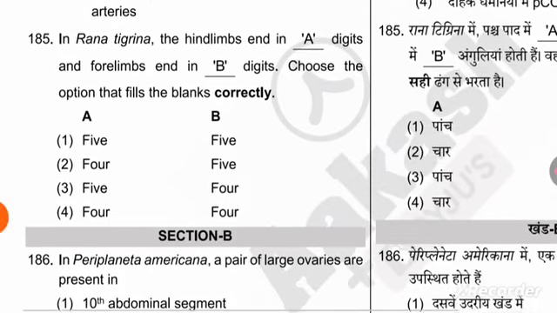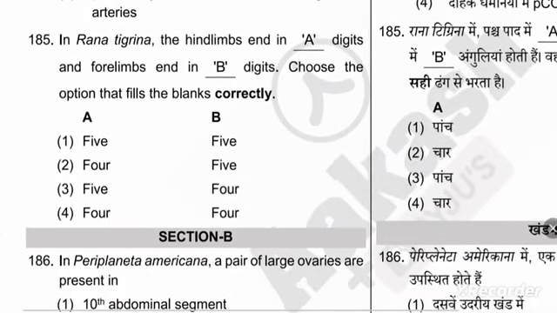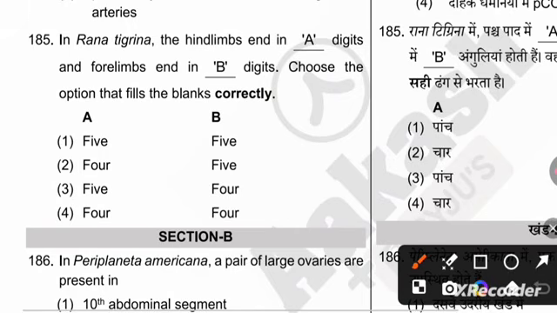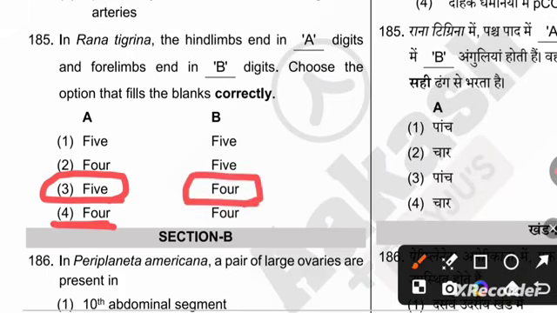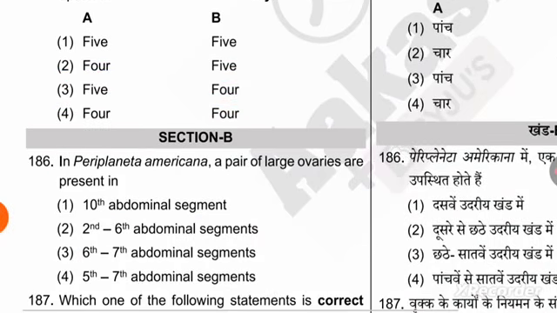185 question, children. In Rana tigrina frog, the hind limb ends with 5 digits and the forelimb ends with 4 digits. 5 and 4 is the right answer. Let us move to the next question.